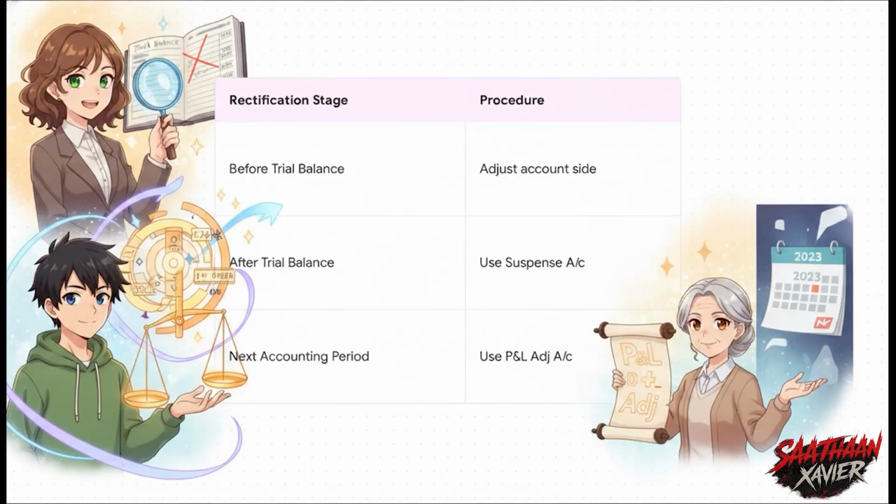Now, the timing of when you actually discover an error changes literally everything, and this is a highly, highly testable concept. If you catch a one-sided error before the trial balance is made, you don't even need a formal journal entry. You just cross it out and adjust the account side directly. But if you catch it after the trial balance fails, you absolutely must use that suspense account to balance your rectification entry. And what if you don't find it until the next accounting year? Well, that requires a completely different procedure entirely.